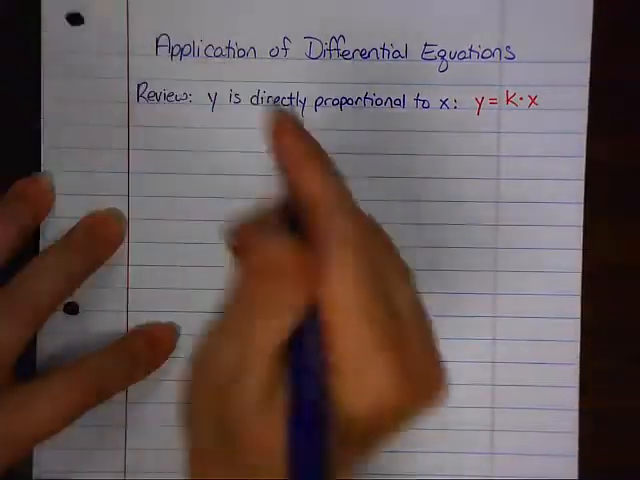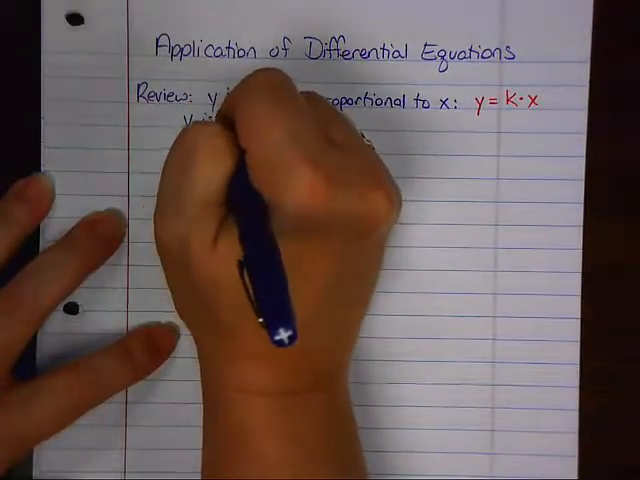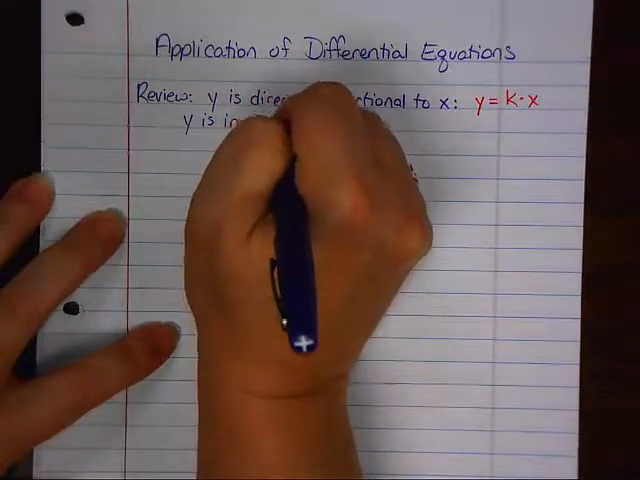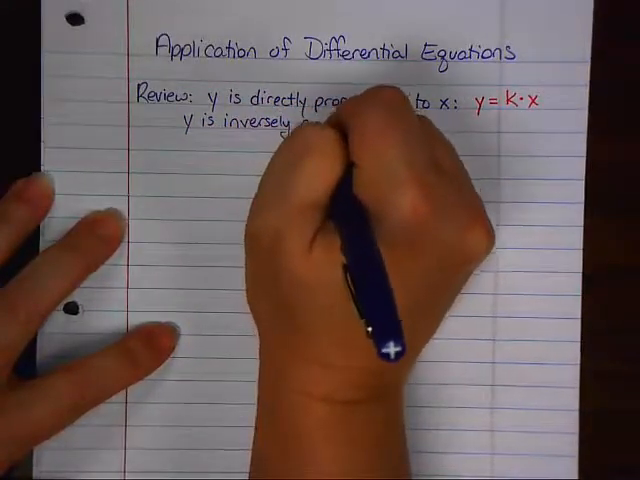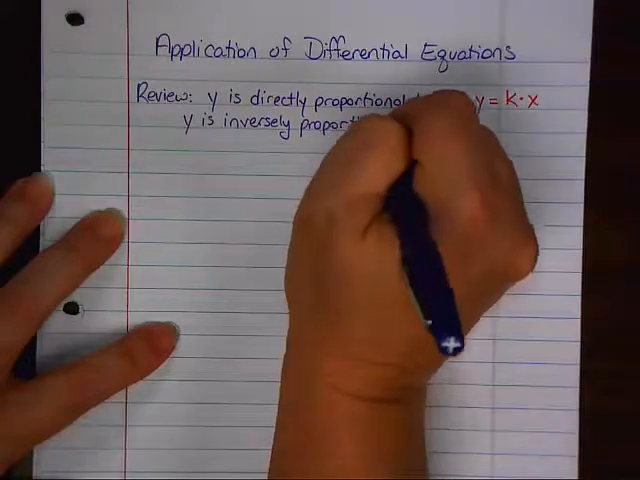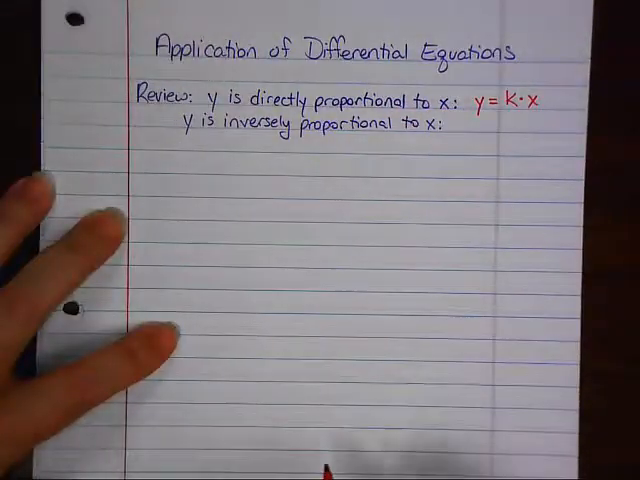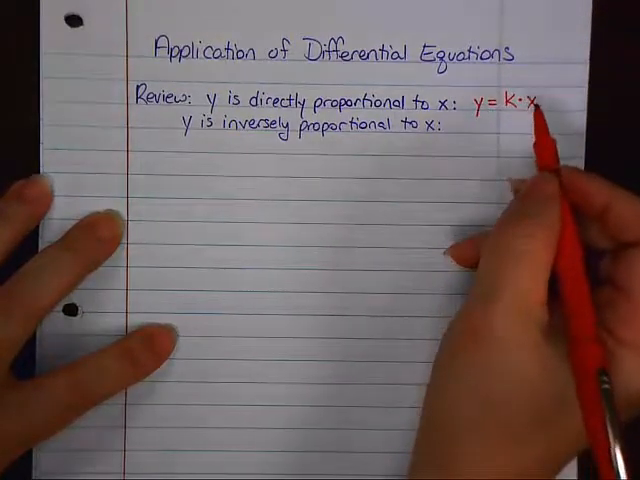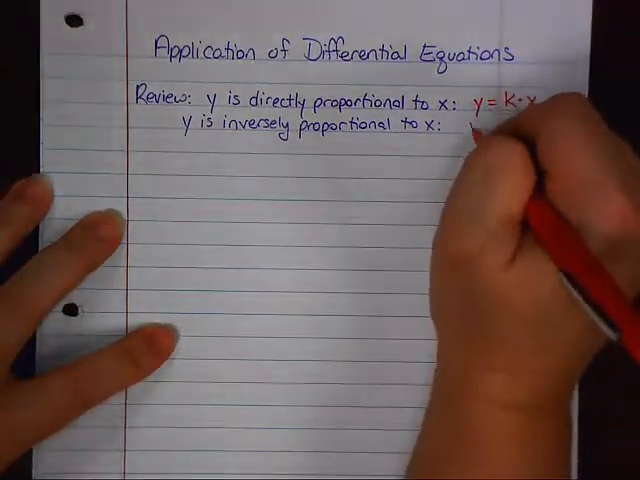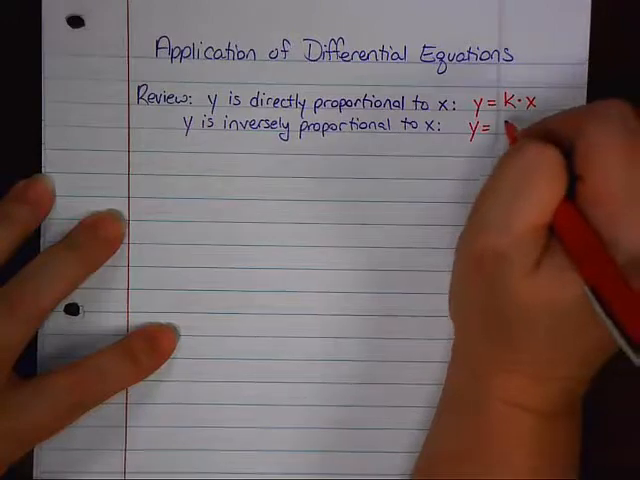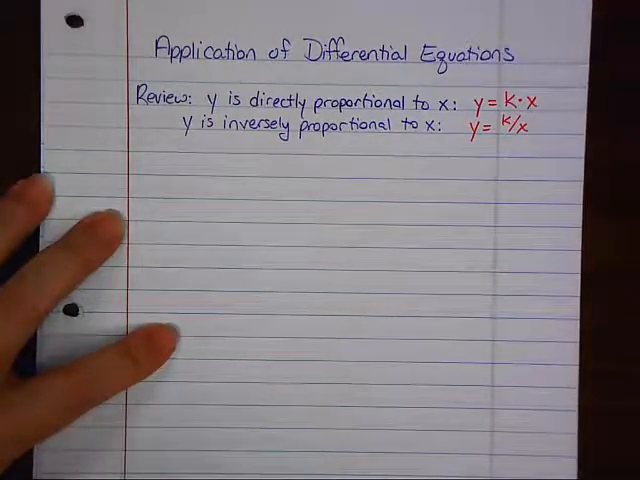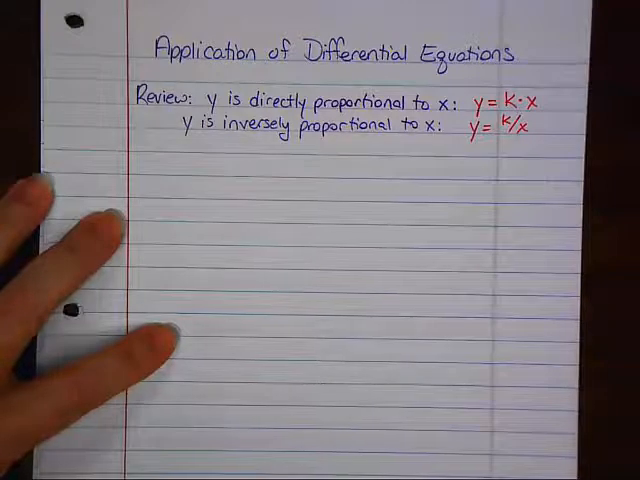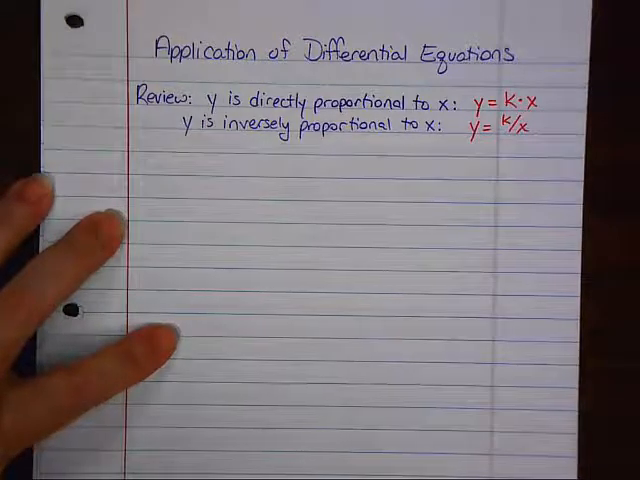You don't need to. The second one, y is inversely proportional to x. So if directly is k times x, what do you think inversely would be? K divided by x. Inversely proportional is this kind of situation. As x gets bigger, y gets smaller.